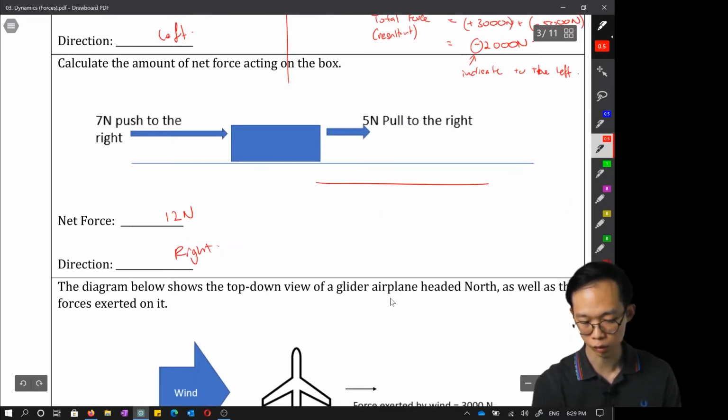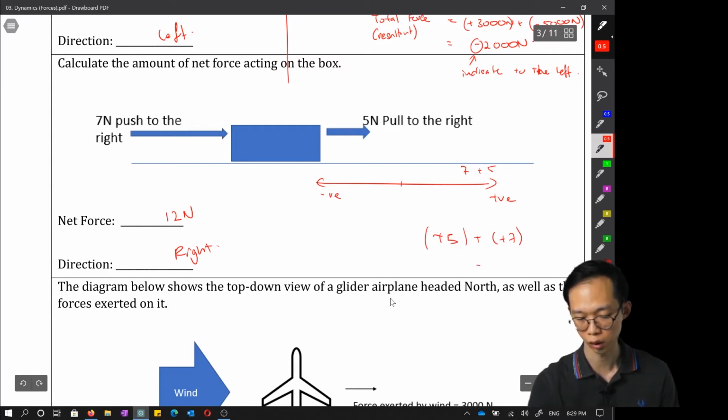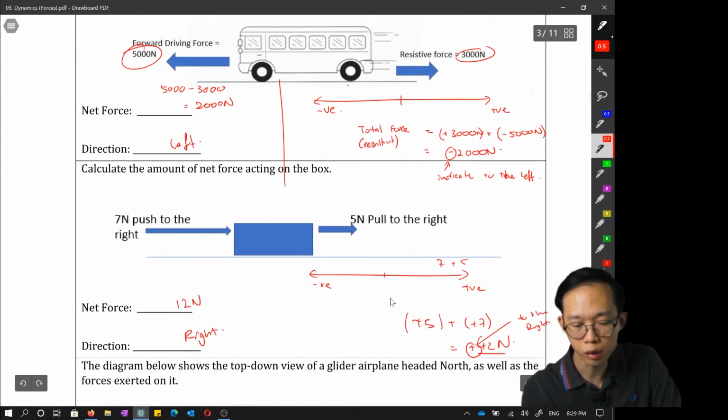Same here. This one will be very simple. If we take this positive and this one negative, it will just be plus 5 plus 7, so the total will be plus 12. And this plus indicates that it is to the right. Now some of you may be wondering, since all this is so intuitive, why do we bother doing all the vector diagrams and so on? The reason is because these are very simple scenarios.